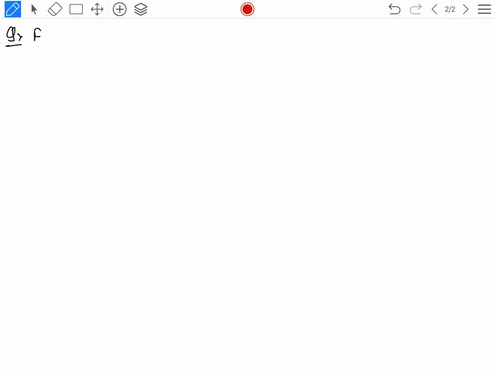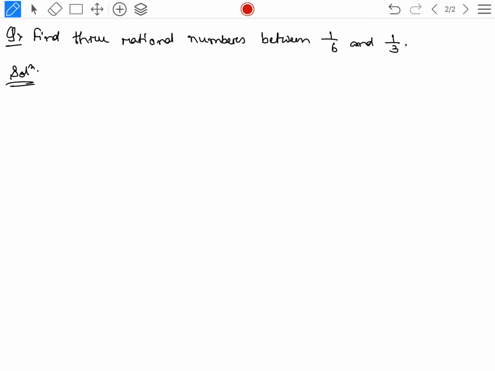Another question you take: find three rational numbers between 1 by 6 and 1 by 3. Two rational numbers are given to you, 1 by 6 and 1 by 3, and you need to find three rational numbers between them. Understood? So how will you solve that one?